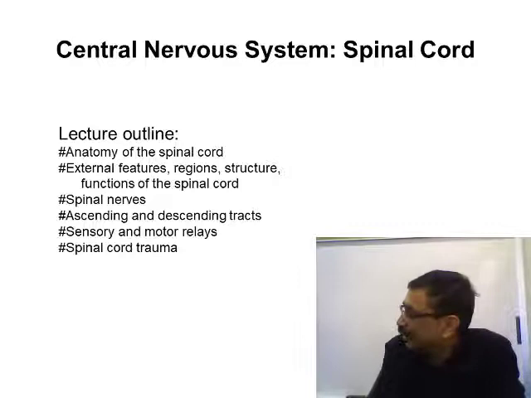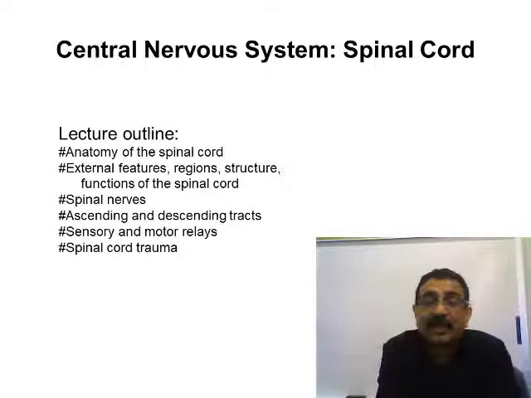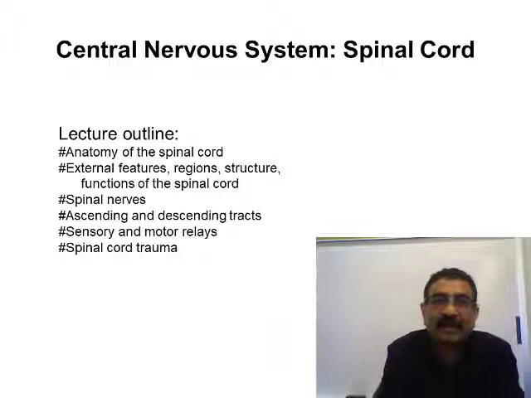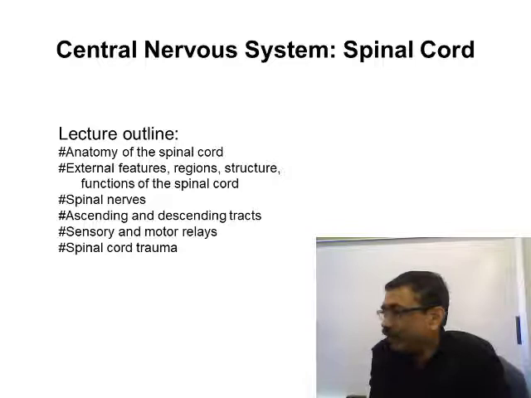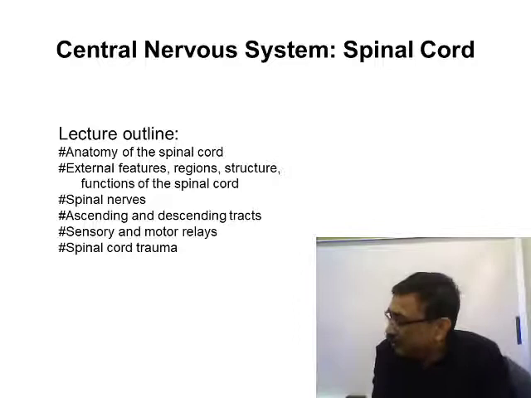Then we'll talk about the spinal nerves. From both sides of the spinal cord, you know that 31 pairs of spinal nerves arise, right? In the last lecture, I mentioned how many cranial nerves from the brain? 12 pairs. Spinal nerves, 31 pairs, right? So we'll see how those spinal nerves are formed.